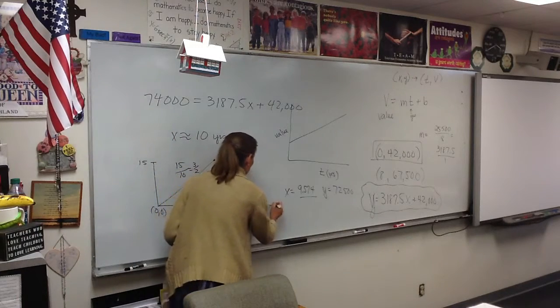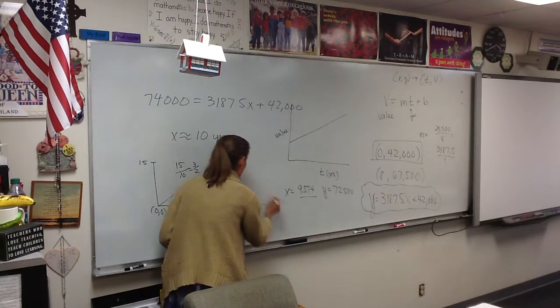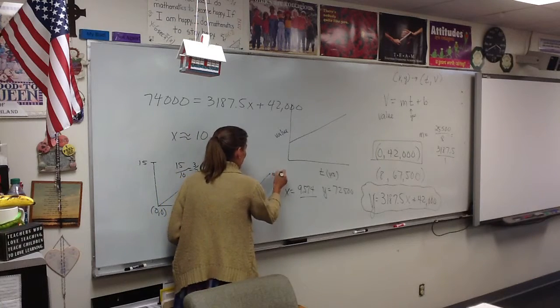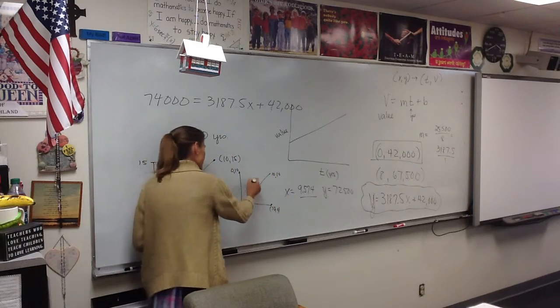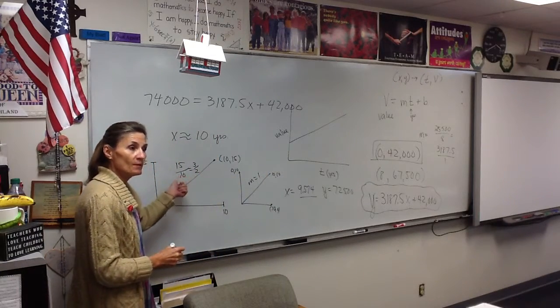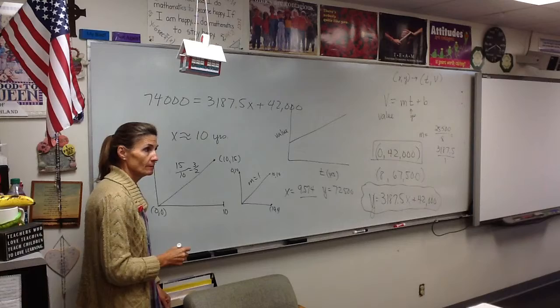The other picture, this is 10, and this is 10. So what's the slope of that line? That slope is just 1. So which one has the greater slope? This one, 1.5.